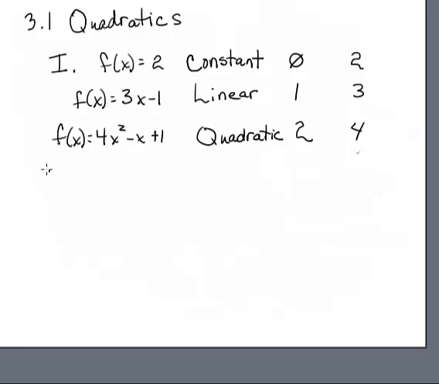The next one says f of x equals 2x cubed minus 0.5x plus 5. This is called a cubic function. The degree is the highest exponent, which is 3. And the leading coefficient is the number in front of the highest exponent. The leading coefficient is 2.